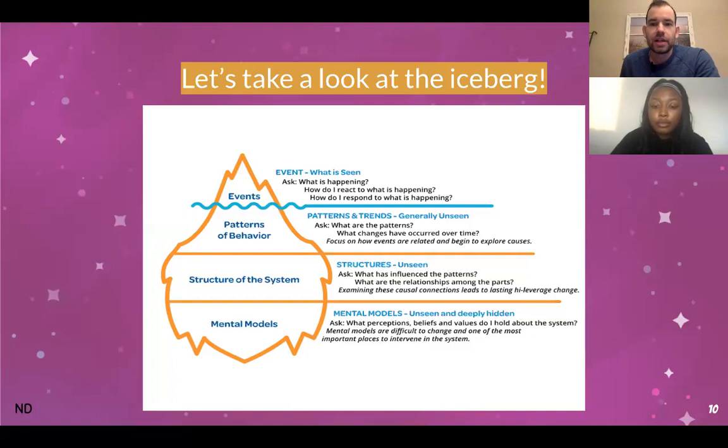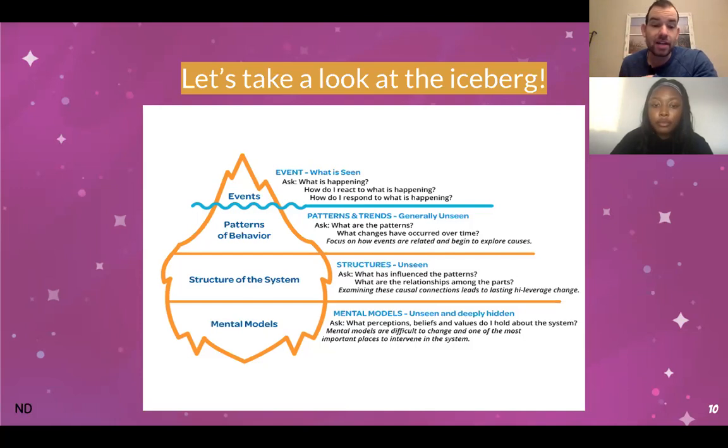Below that, though, there are lots of things going on that are unseen. And so we're going to talk tonight also about the next level below, which is patterns of behavior. There we ask questions like, what are the patterns? What changes have occurred over time? And we focus on how events are related and begin to explore the causes of those events.